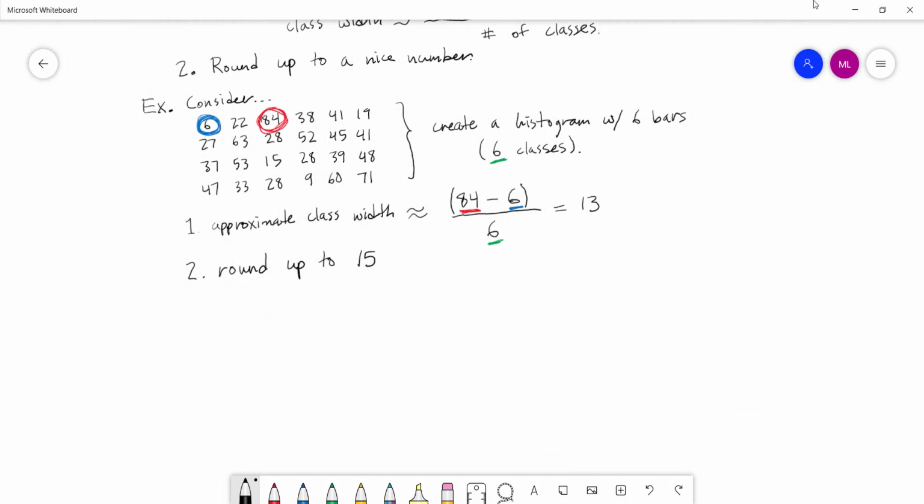So we need to round up. You can never round down. It has to be up. But just pick a nice convenient number.